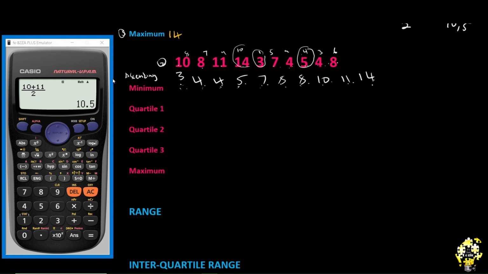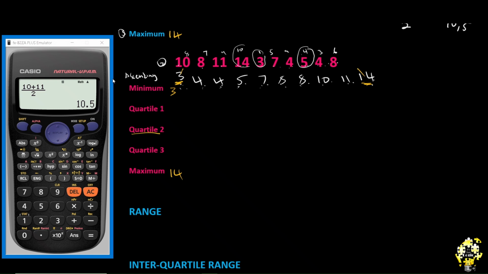Now let's work. Let me get a gold. So now I've told you that this is the minimum value. It's number 3. The maximum value is the last one, or the highest one, so it's going to be a number 14. Now, I told you, you can't get to Q1 or Q3 before you calculate what? A Q2.